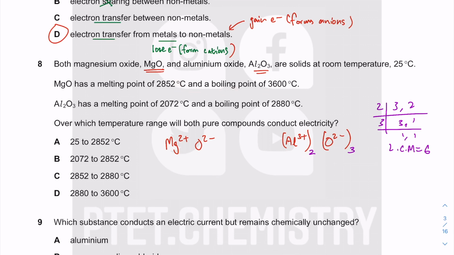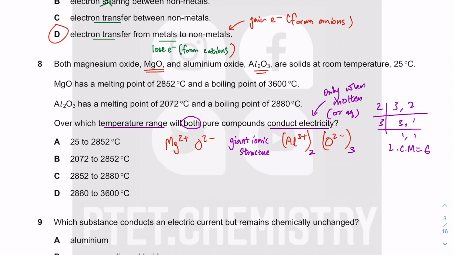This question is not asking you which one has the higher melting point. In fact, they give you all the values. They are asking you over which temperature range will both of them conduct electricity. So these are both giant ionic compounds, giant ionic structure. They are both ionic compounds. So giant ionic structure can conduct electricity only when molten or aqueous. However, if you look carefully, pure compound, they don't say mixture. When you are in water, in aqueous solution, there's a mixture.